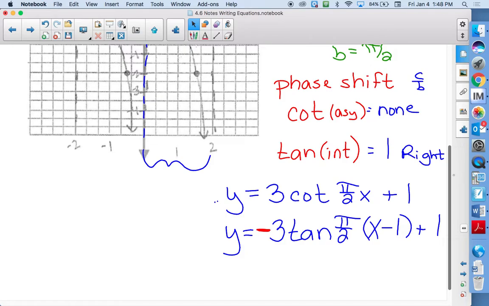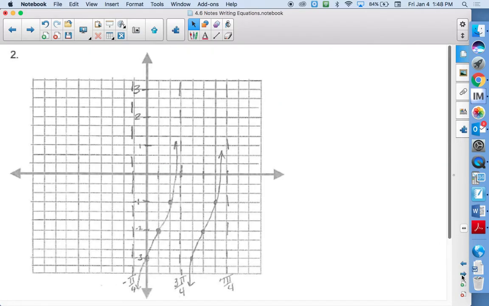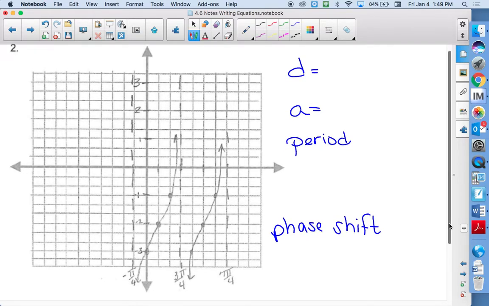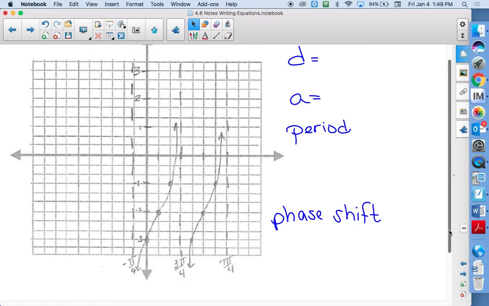So there's a second one down below. See if you can find the center of that graph, find D, get your A value, and then the period is the distance between the asymptotes. So to get the center, you're taking the high and the low point, finding the middle of them.